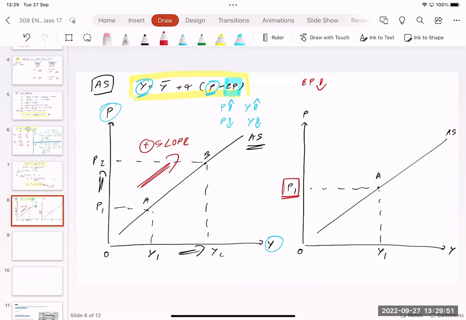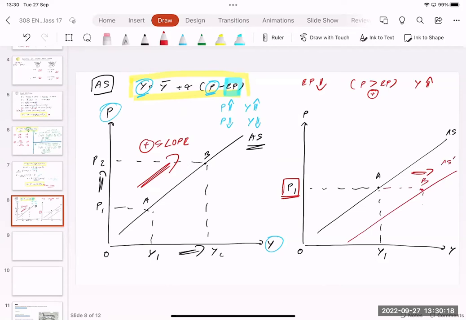Different. So if EP is going down, in the bracket, P is greater than EP, right? In the bracket is positive, okay? You can see that if the bracket is positive, the right side of the equation is positive, it means that the left side of the equation should be going up. Y is gonna be going up, okay? The aggregate supply curve is gonna shift to the right.